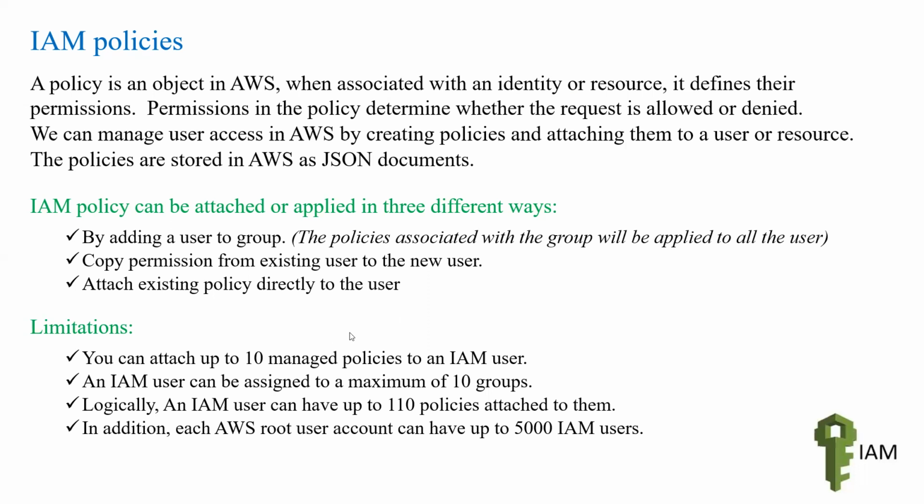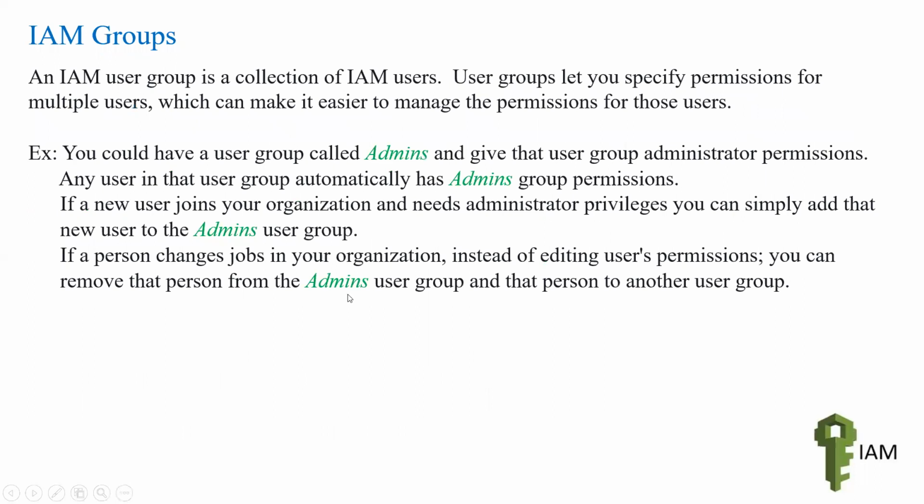So we'll move on to the next topic. The next topic is IAM groups. We just touched upon IAM groups. We'll go in detail, in depth, about the individual topics we have touched upon so far. An IAM user group is a collection of IAM users. User groups let you specify permissions for multiple users, which can make it easier to manage the permissions for those users. So to understand in depth, let us take an example.